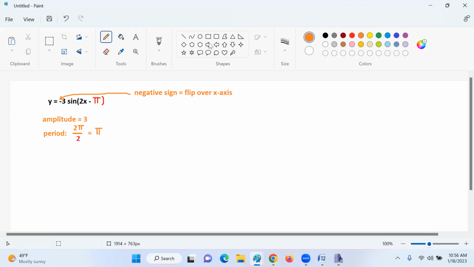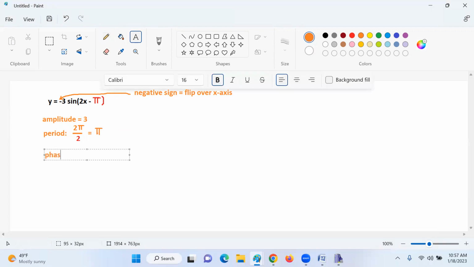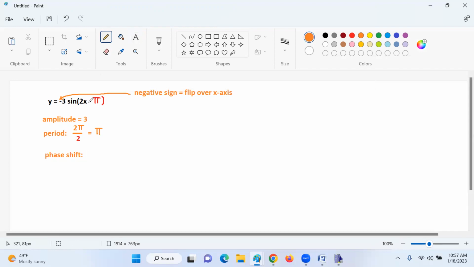Okay, now we're going to go for the phase shift. Anyone remember the phase shift formula? This is minus, right? If this were plus, it would become the opposite. So can we change the question to -3 sine of (2x plus pi)? Just wondering.